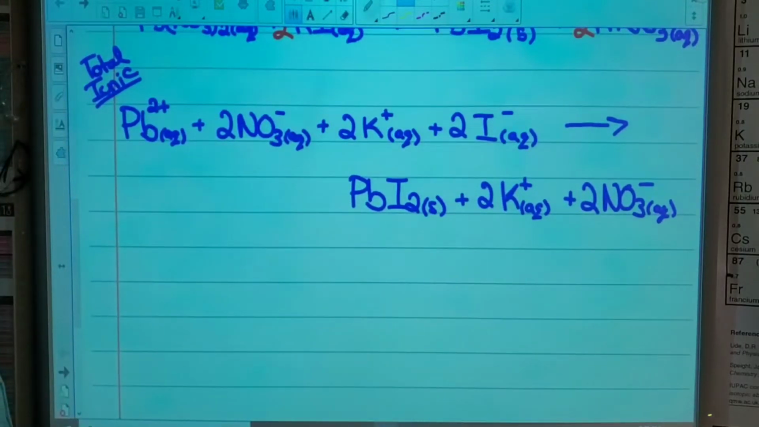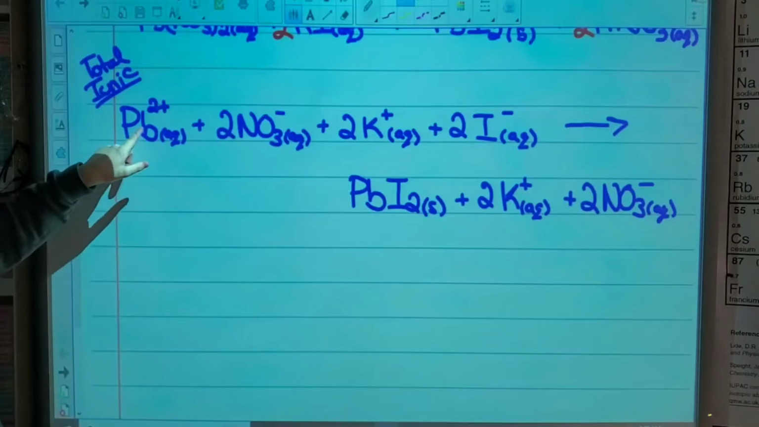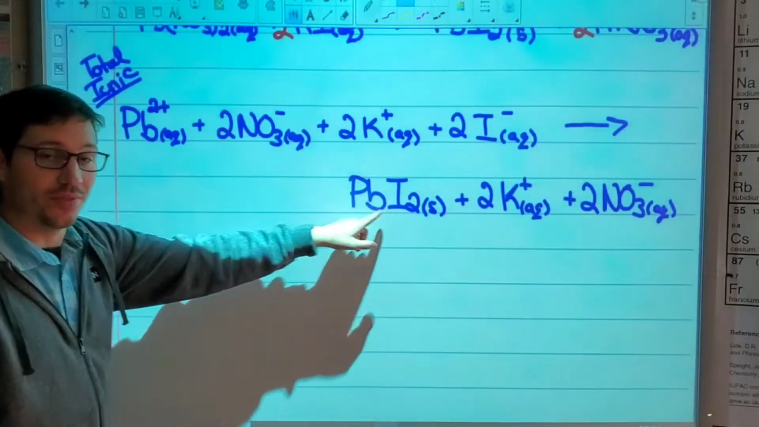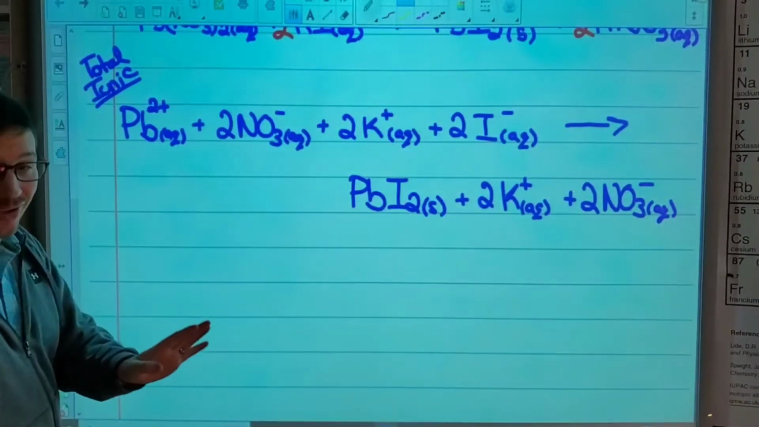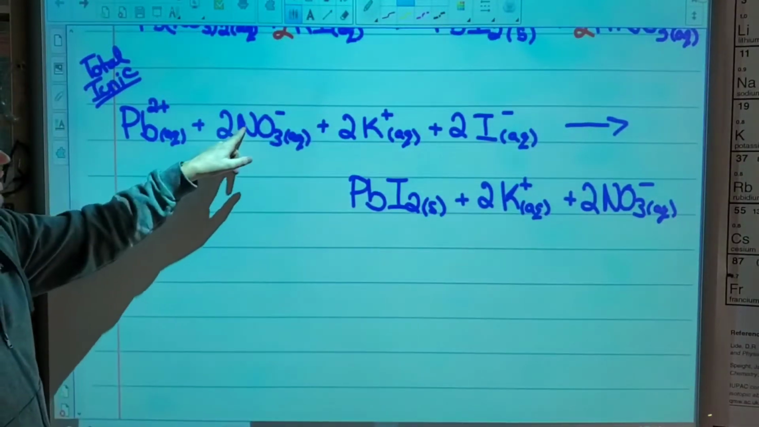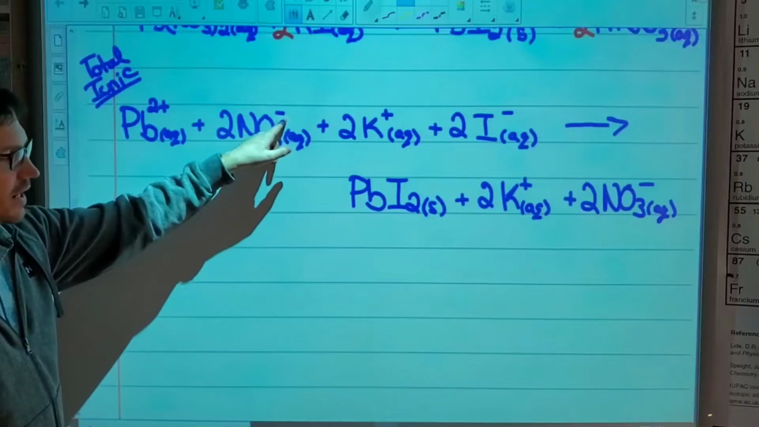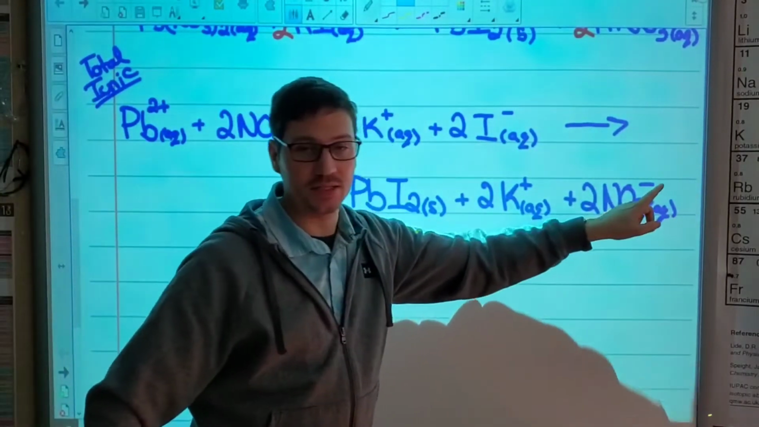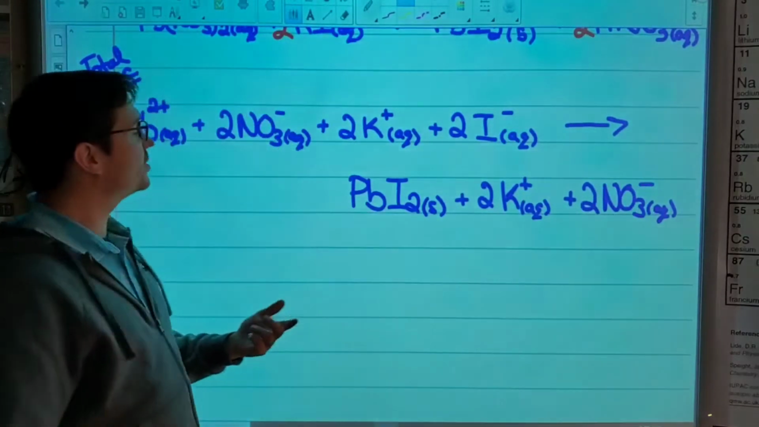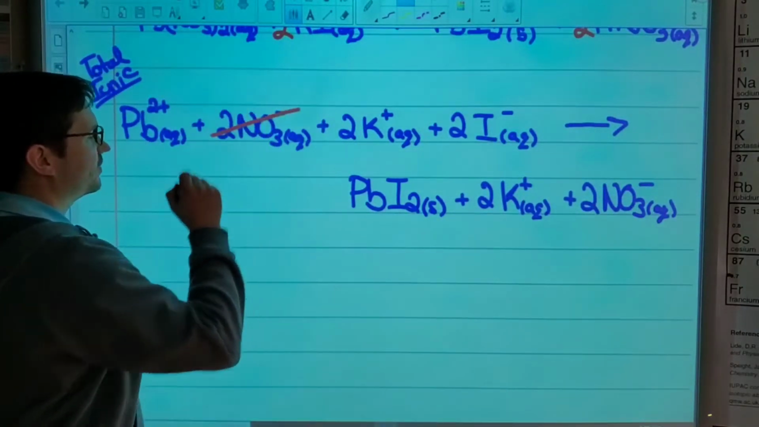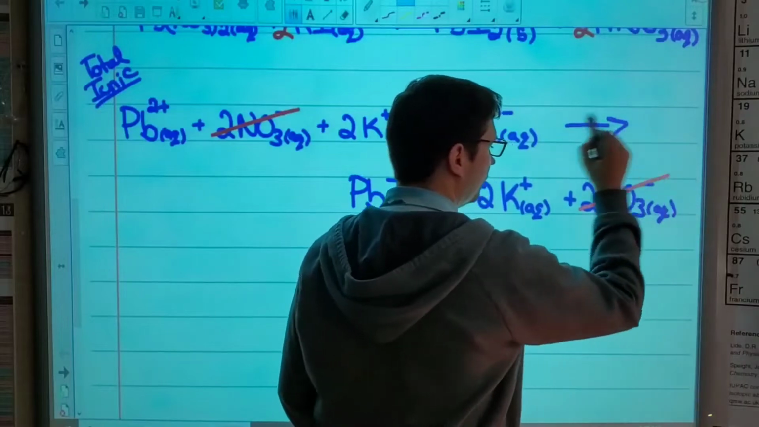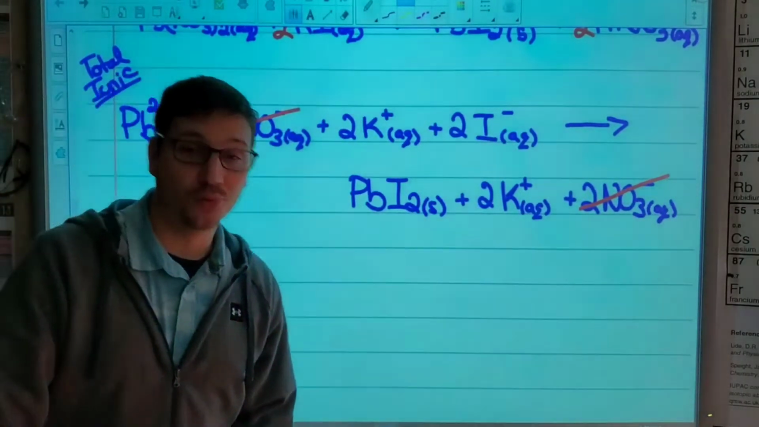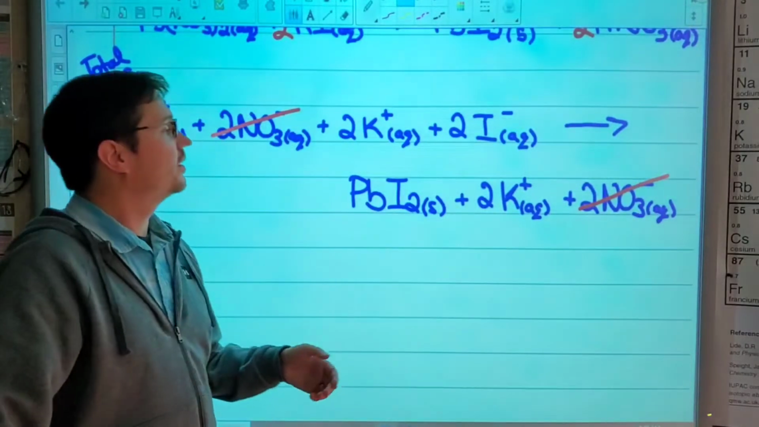Well, that didn't change. So the lead 2+ became lead stuck to iodide, so that did change. We're not allowed to cross it off. 2 nitrates, so 2 NO3 minuses, and at the end of the reaction, 2 NO3 minuses. It doesn't look like it changed at all, so I'm going to cross that off. 2 NO3 minus, 2 NO3 minus. It's a spectator. It was present, but it didn't do anything.